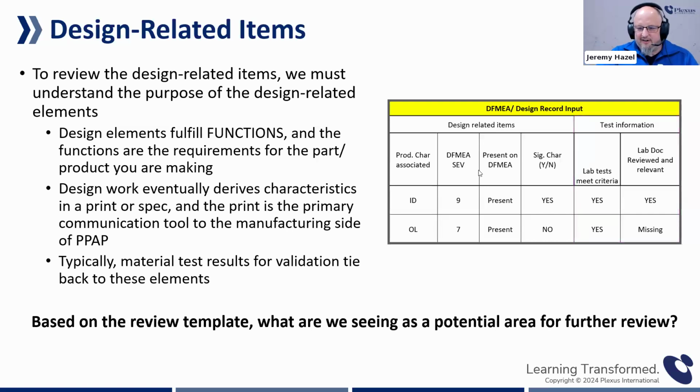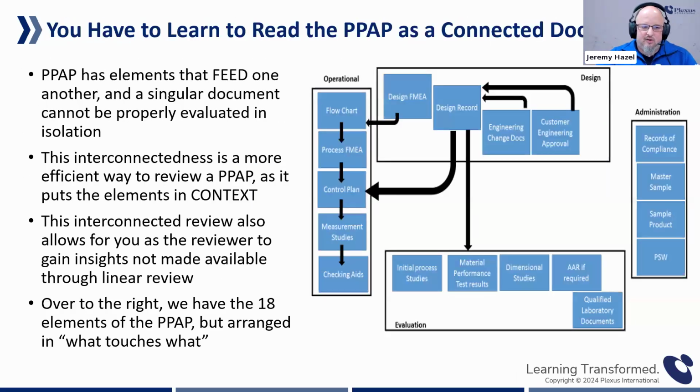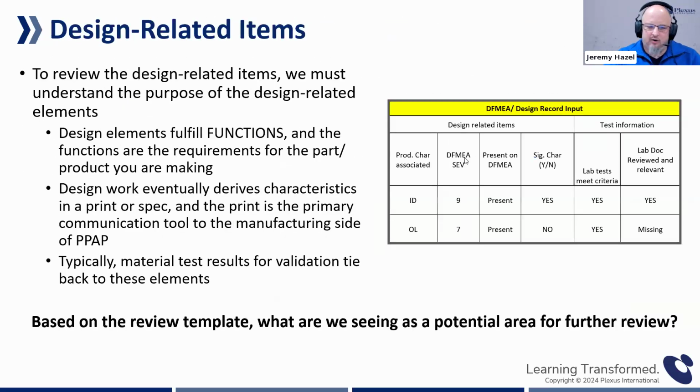Now, notice what we just did here. We linked. So now follow along with me. If we come back to here, what I did is I started off right here with the design record, linked the things that needed to be done to the DFMEA, brought in my material performance test results, potentially my dimensional studies. I know those are more process. And I even brought in your qualified lab docs. So I'm looking at this not as four distinct elements in isolation. I'm looking at what areas of these things interconnect and how I'm getting a good line of sight back to the most common areas of the PPAP review.